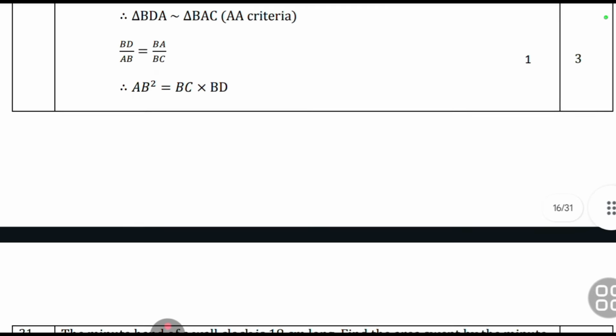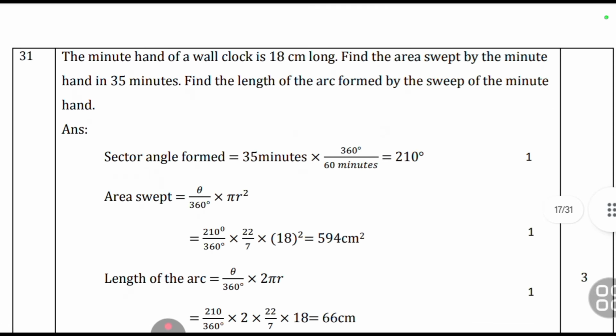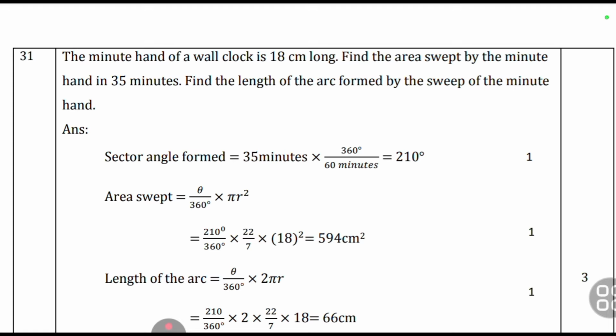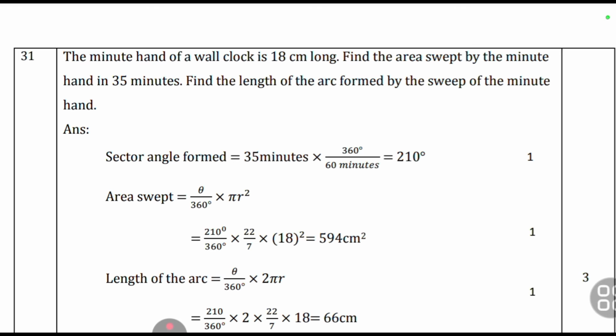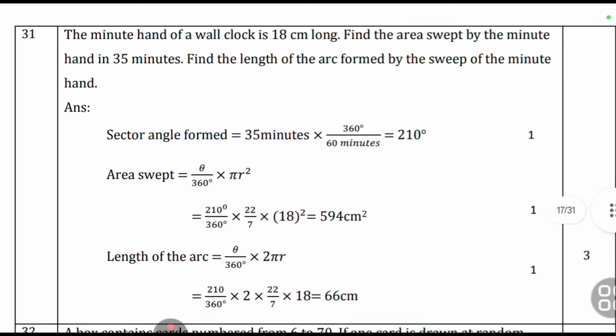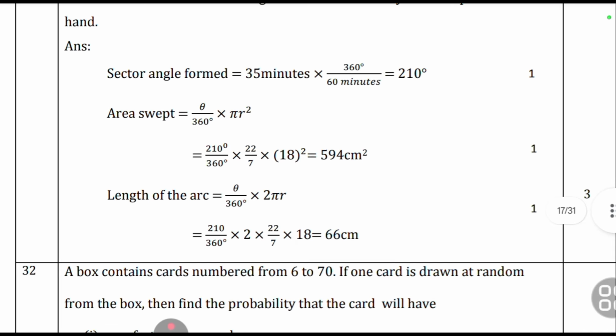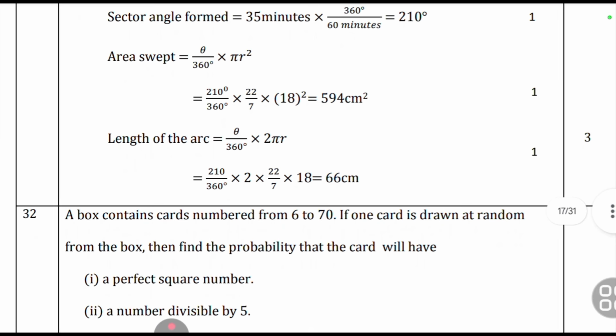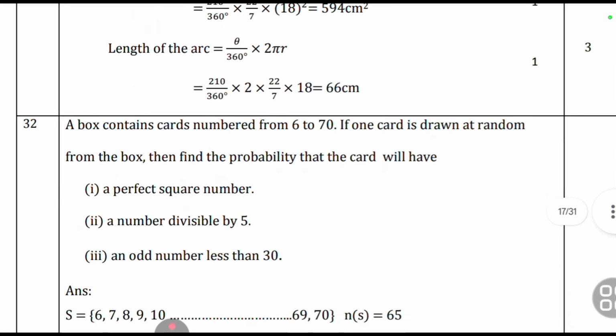So coming to question number 31: the minute hand of a wall clock is 18 centimeters long. Find the area swept by the minute hand in 35 minutes. Find the length of the arc formed by the sweep of the minute hand. So this is from areas related to circles. You need to find the length of the arc by the formula.